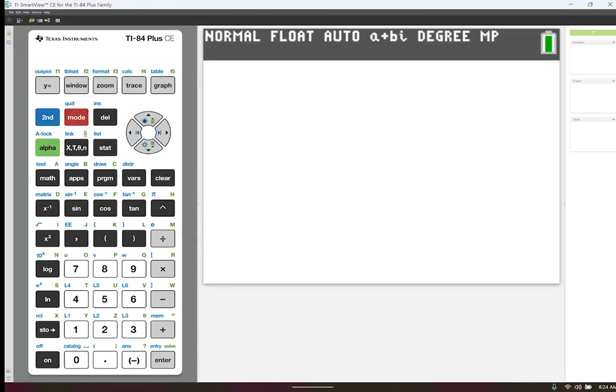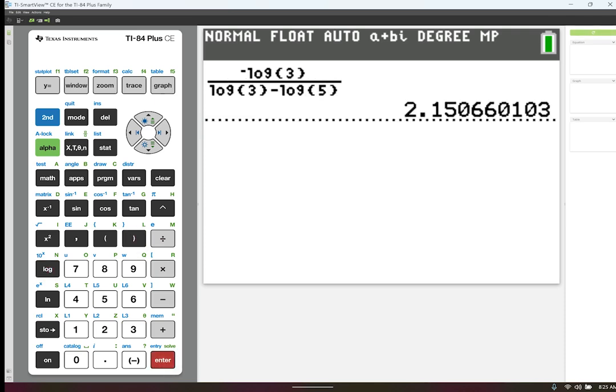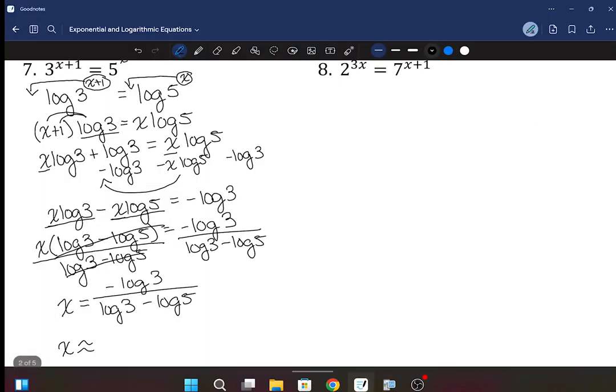All right, so I'm going to get a fraction. In the top, I have a negative log 3. On the bottom, I have log 3 minus log 5. Make sure you close that parenthesis right there. So I get 2.15.